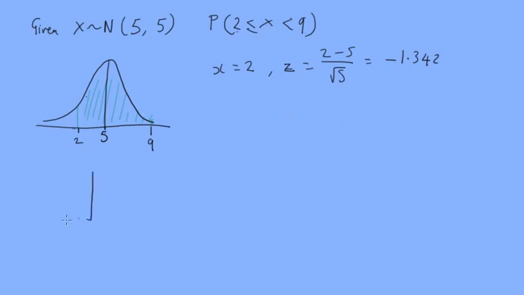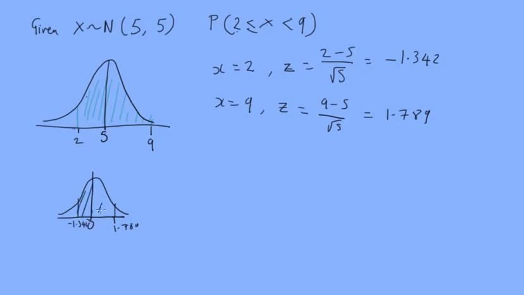So when we draw it around 0, this is going to be minus 1.342. And for x equals 9, z is going to be 9 minus 5 over the root of 5, which is 1.789. So this is over here, 1.789. Here is what we're interested in.